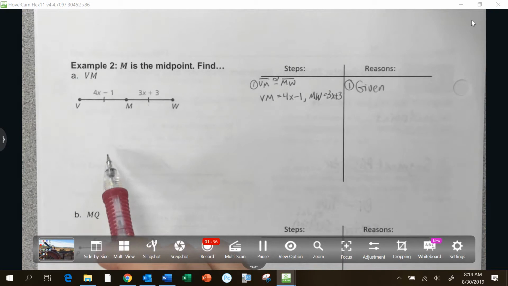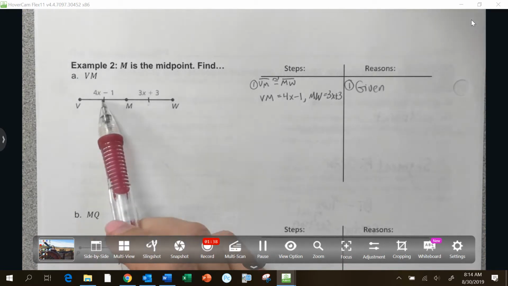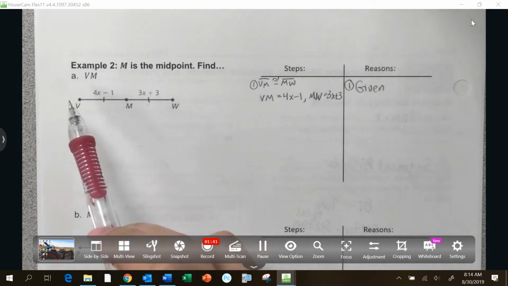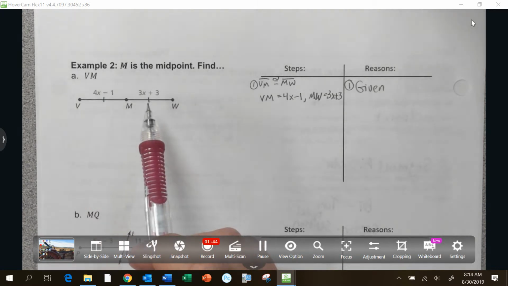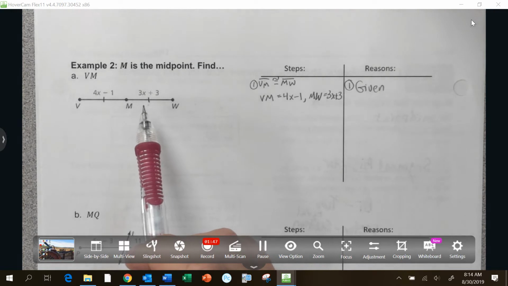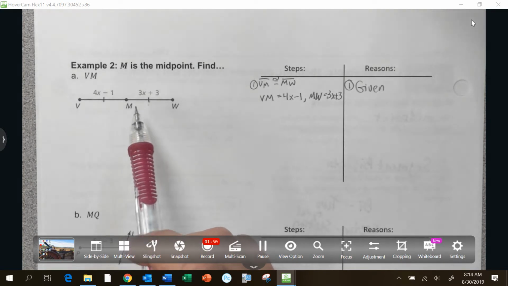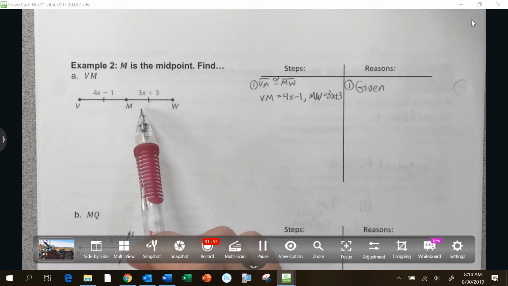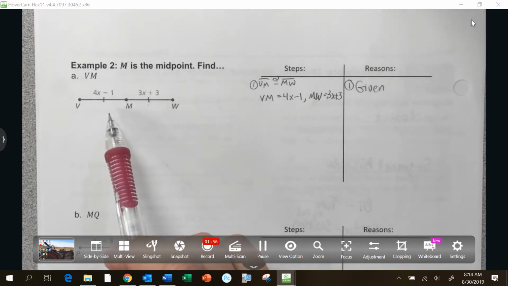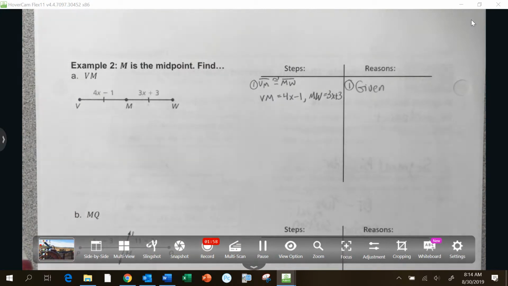For this one, does it make sense for me to add these two up and equal the full segment? That's what we've done every single time so far. No. What makes sense for me to do over here to find the length? We talk about algebra. How can we find the length? Matthew, do you know? Find x first. How am I going to find x? Because VM and MW are equal. Mm-hmm. We'll do that for an equation. I'm going to make that into an equation.